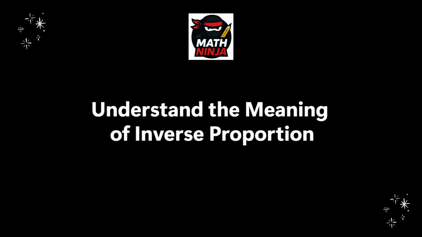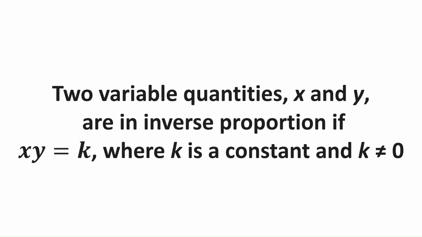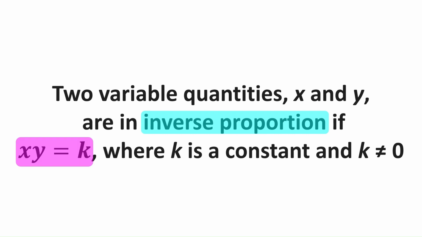In this video, we will learn the meaning of inverse proportion. By definition, two variable quantities, x and y, are in inverse proportion if xy equals k, where k is a constant and k is not equal to 0. Let us use an example of inverse proportion to make sense of this definition.